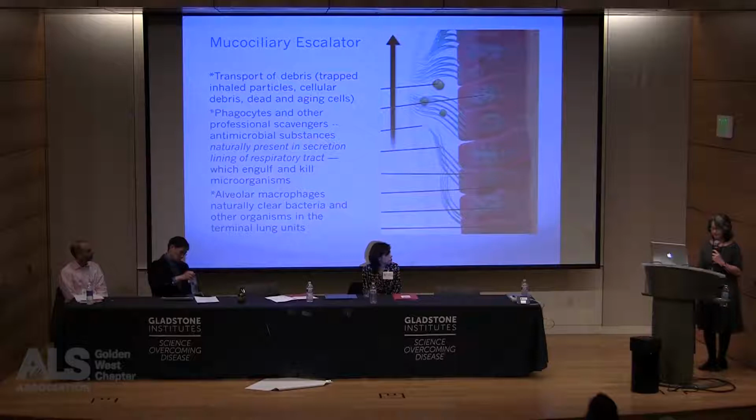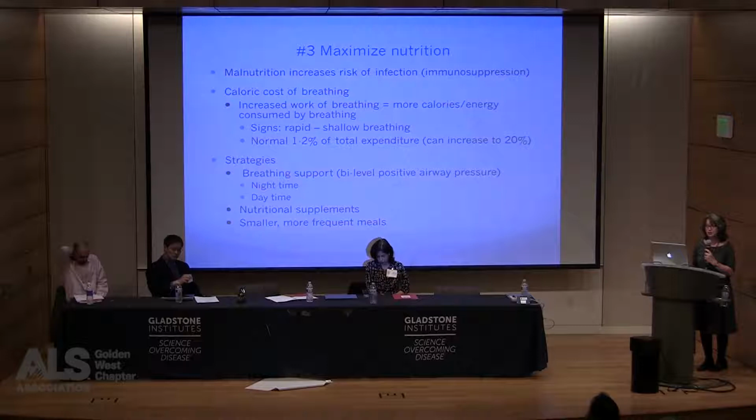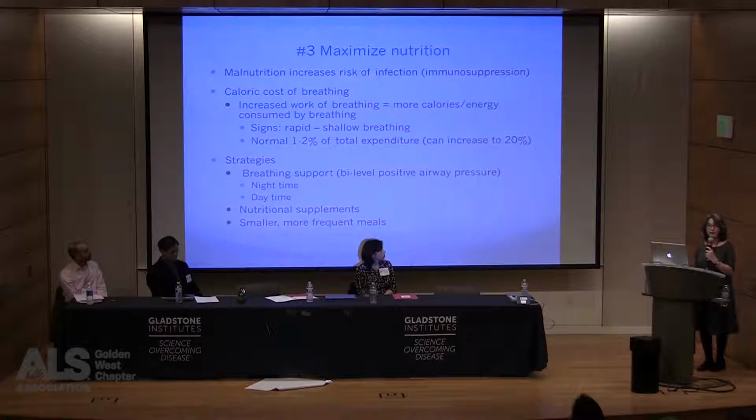Number three on my seven list is nutrition. And why is nutrition important to lung health? David is going to go into that in more detail. But we burn calories to breathe. Caloric expenditure is essentially one of the definitions of work. And when our lung muscles are strong, this requires very little caloric expenditure, maybe accounting for only 1 or 2% of our total caloric expenditure.